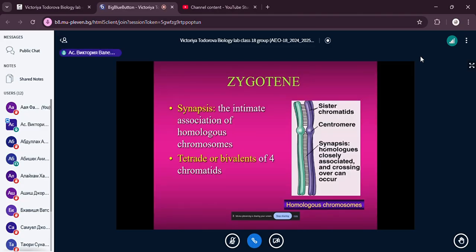Okay, about the synapsis. This part here, synapsis, is like a railway. Here, homologs are closely associated, and this is how the crossing over can occur. So, yeah, here for the zygoten, this is the accent.